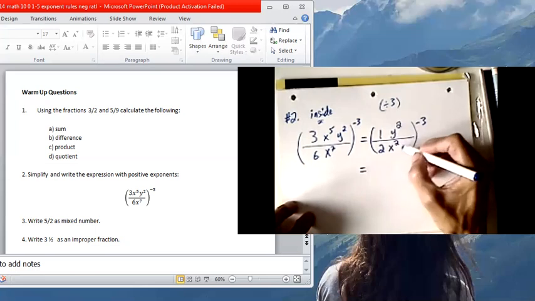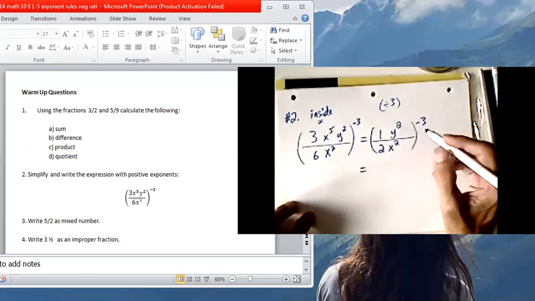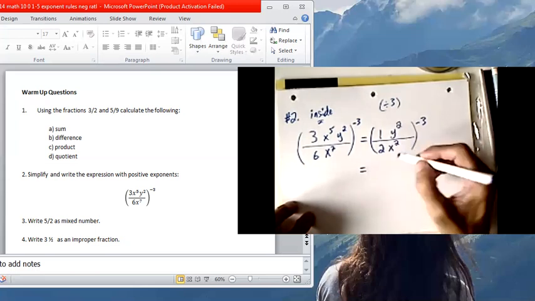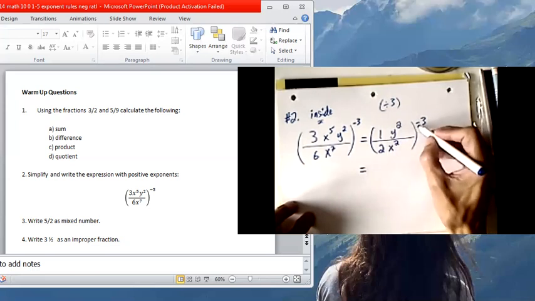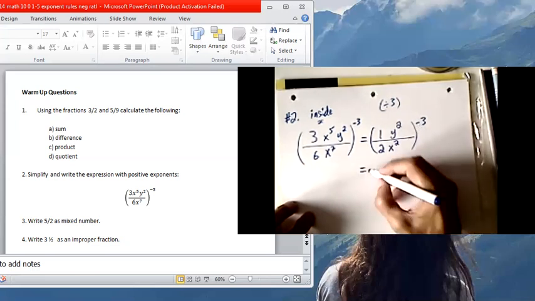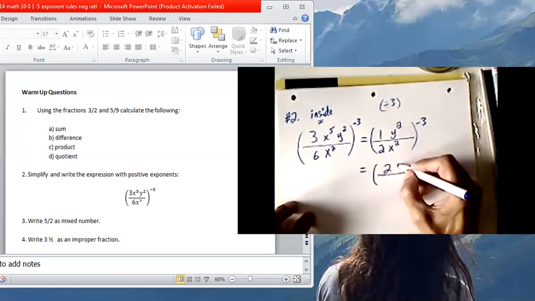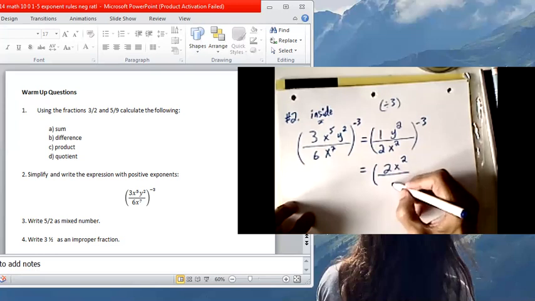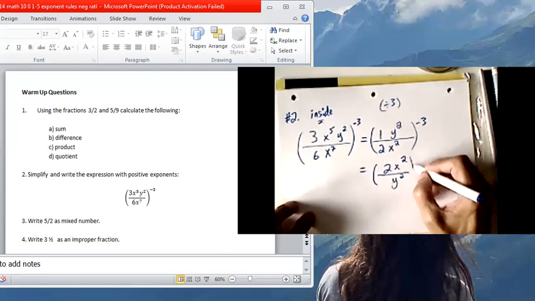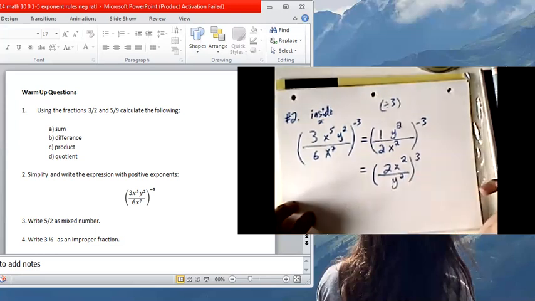What are we going to do? Flip the inside upside down. Say that: inside upside down. We're going to do that, and that'll get rid of the negative. Inside upside down, 2x squared is the bottom. The top is y squared. Now positive.